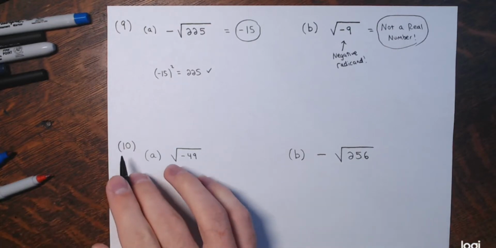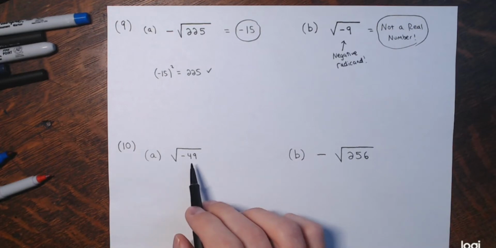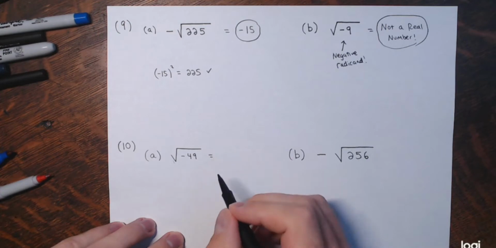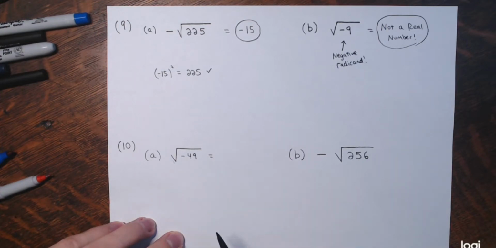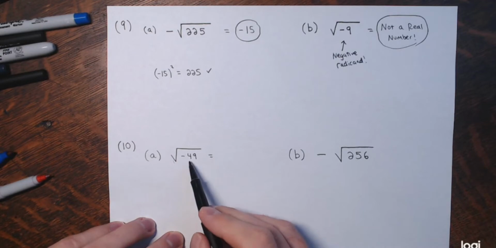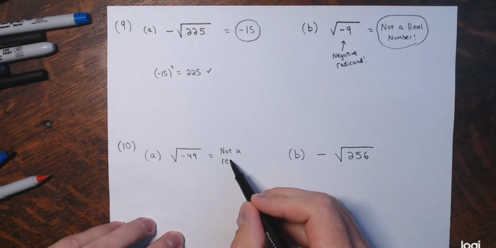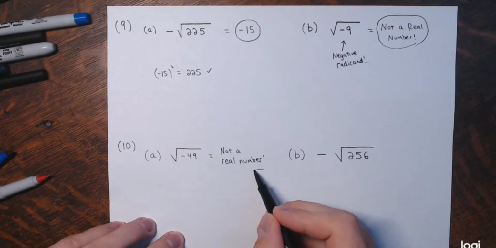Okay, example 10, part A. Hey, got the same issue, right? Got an even root of a negative number. There's no number you can square to get negative 49. Right? 7 squared is positive 49. Negative 7 to the second is positive 49. There's no number that you can square to get negative 49. So once again, this is not a real number. And that's all we are going to say for right now.